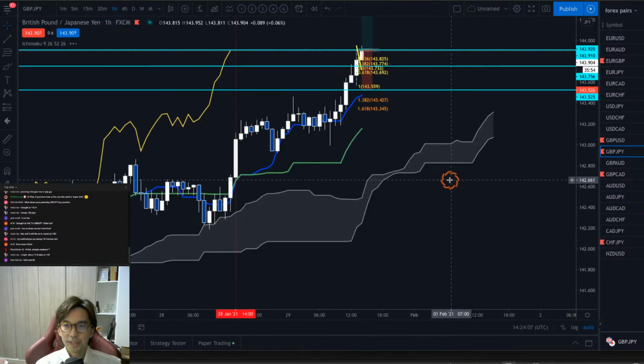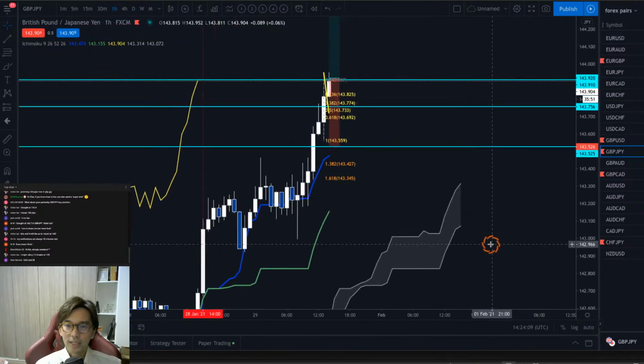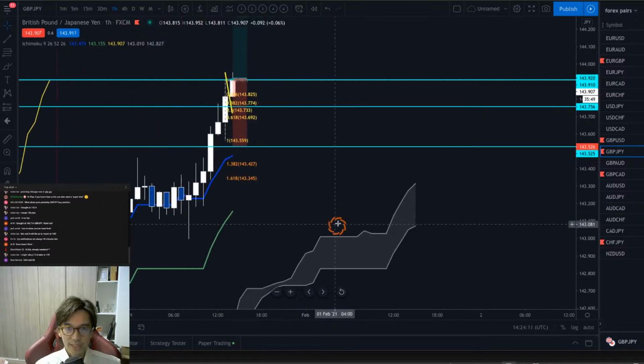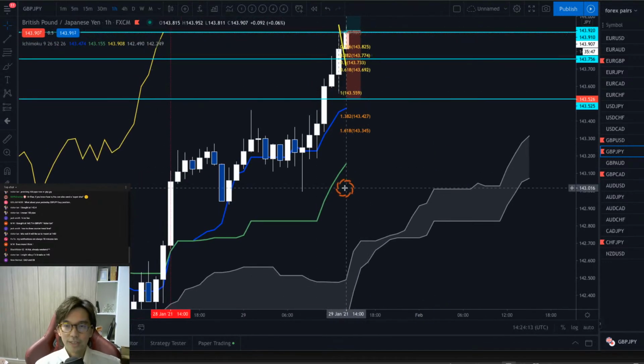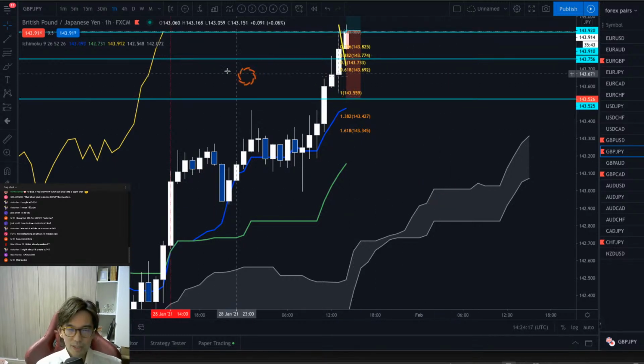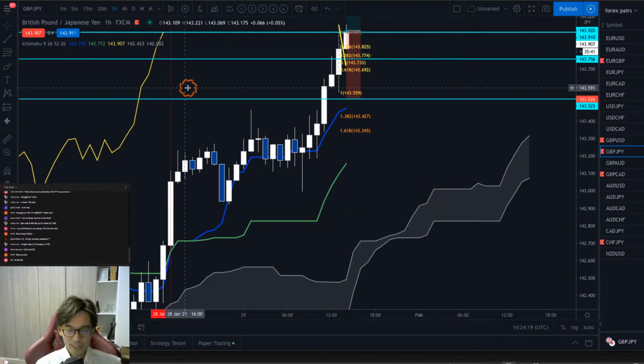So here is the 1 hour chart also. This is still a nice uptrend. There's a thrust up over here above the Tenkan-sen. All the lines are moving up. Chikou span is all the way above the candles. So this is a nice uptrend confirmation.